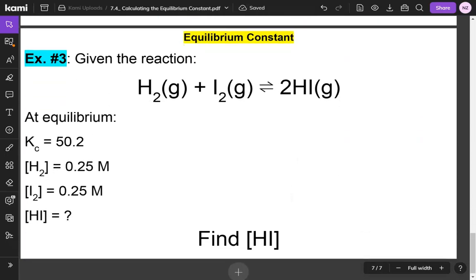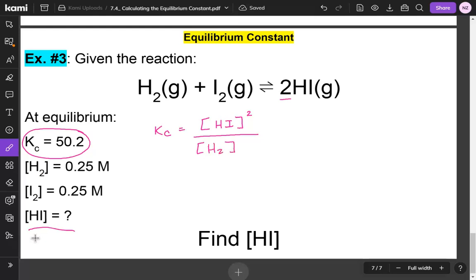Okay, so we can use this to find concentrations if we know our equilibrium constant. Here we know the value of our equilibrium constant, and it's asking us to find a concentration. If we set this up, products over reactants, we are going to have Kc equals the concentration of our acid up here squared, because there's a 2, over our reactants, so we have H2 and then we have I2.